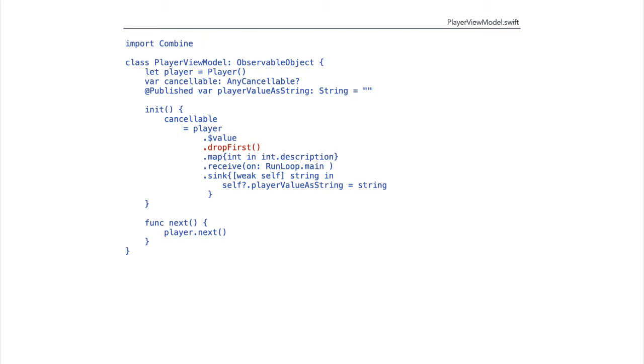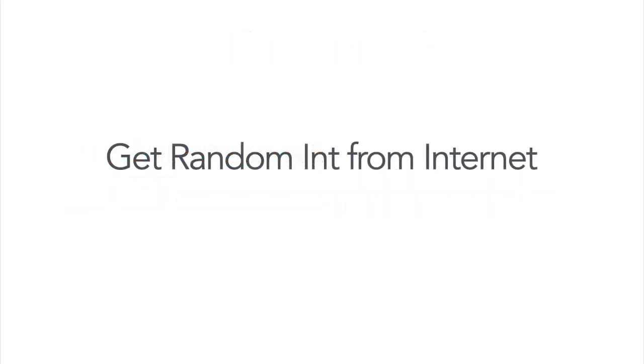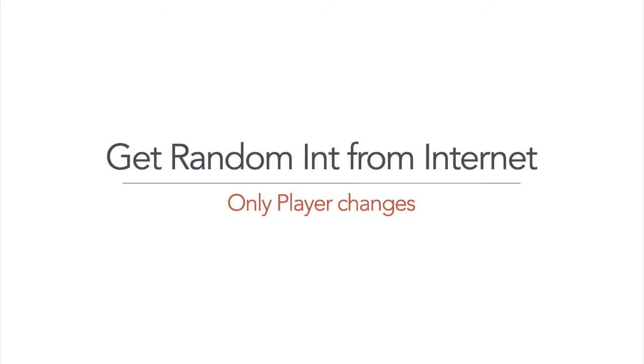And so now we've done all 3 steps that we need to implement rock, paper, scissors instead of displaying ints between 1 and 9. While we're at it, instead of generating a random int using int.random, let's get a random int from the internet. I've got an instance of Vapor up that is generating random ints, and so we'll hit that site to get our random int. The only thing that has to change is player, because player used to create its own int using int.random. Now it's going to have to hit the URL and parse the data it gets back.